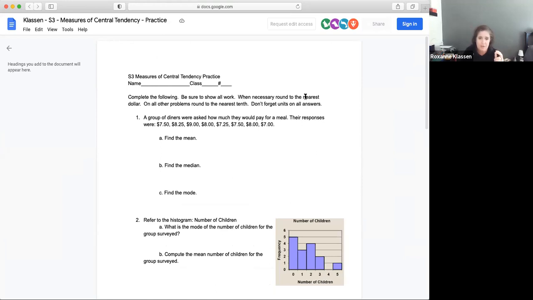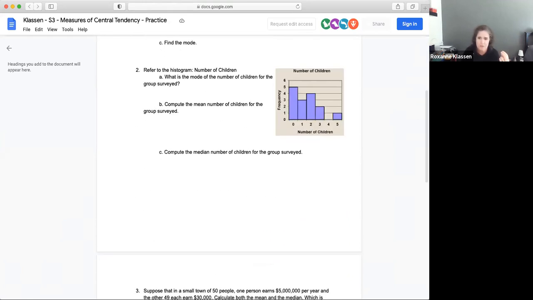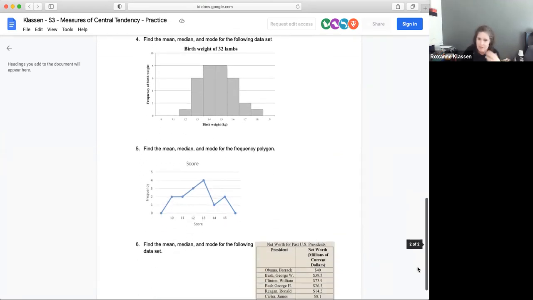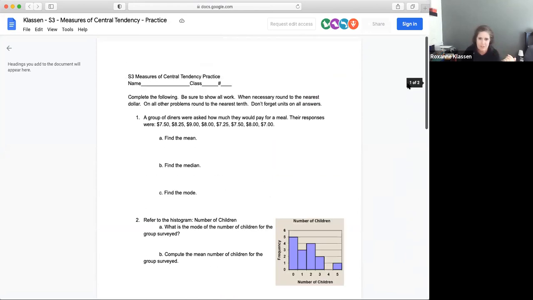When rounding, round to the nearest dollar if it's necessary, like when this is money. On all other problems, round to the nearest tenth. Don't forget units on your answers. For example, number 1 is in dollars, number 2 is in children, number 3 is in dollars, number 4 is in kilograms, number 5 is just a score, so you could say points, and number 6 is in dollars. In the dollar problems, you should go to 2 decimal places unless I've specified. Any questions?